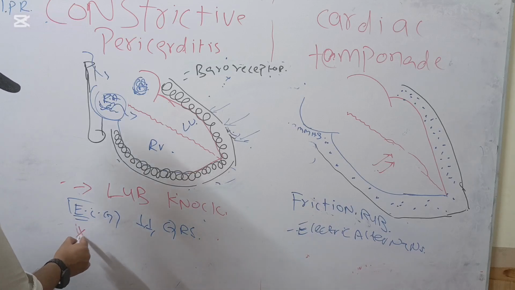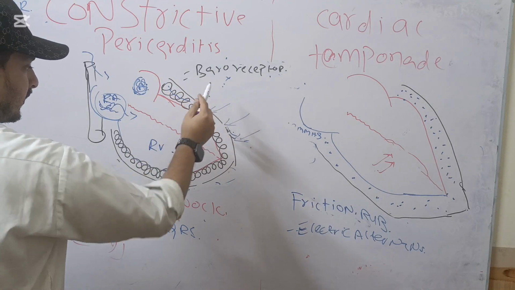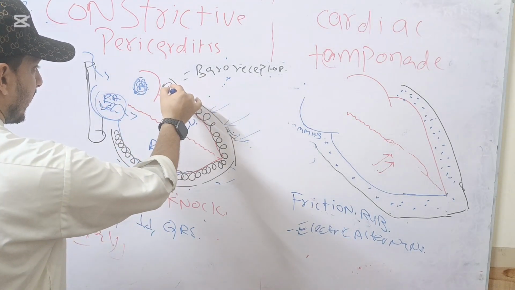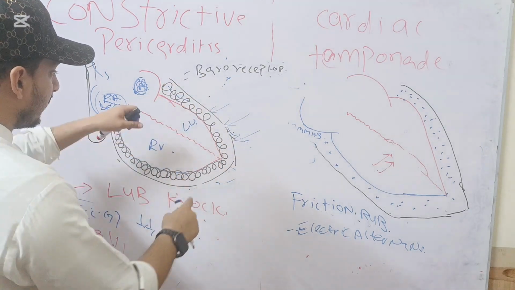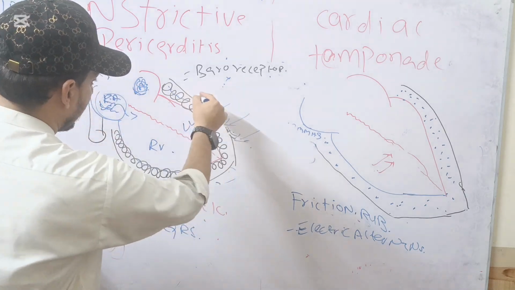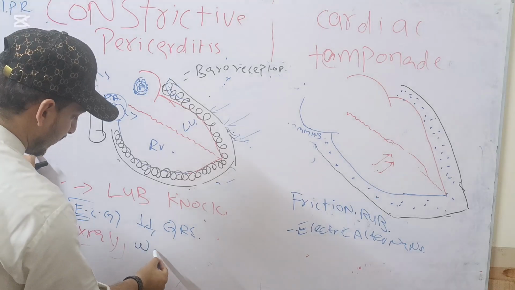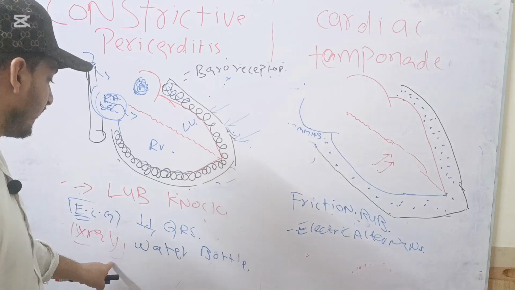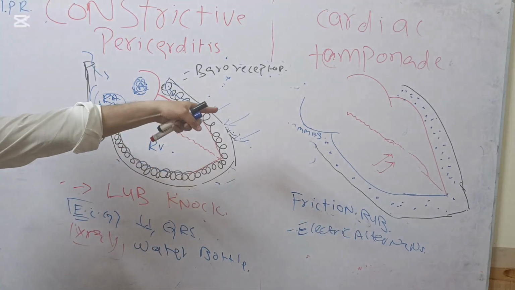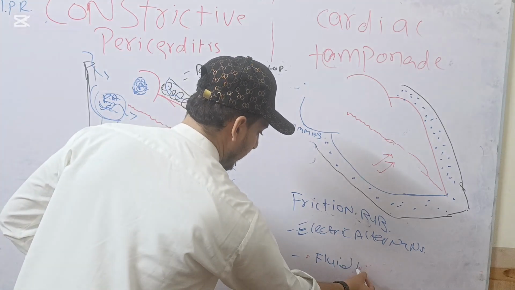Now the X-ray. If there is calcium around the heart, we find a bottle-like appearance. For example, this is a bottle, this is a glass and this is water. So we describe a water bottle appearance in constrictive pericarditis. In cardiac tamponade the calcification may not be present because there is fluid, so there is a fluid appearance.